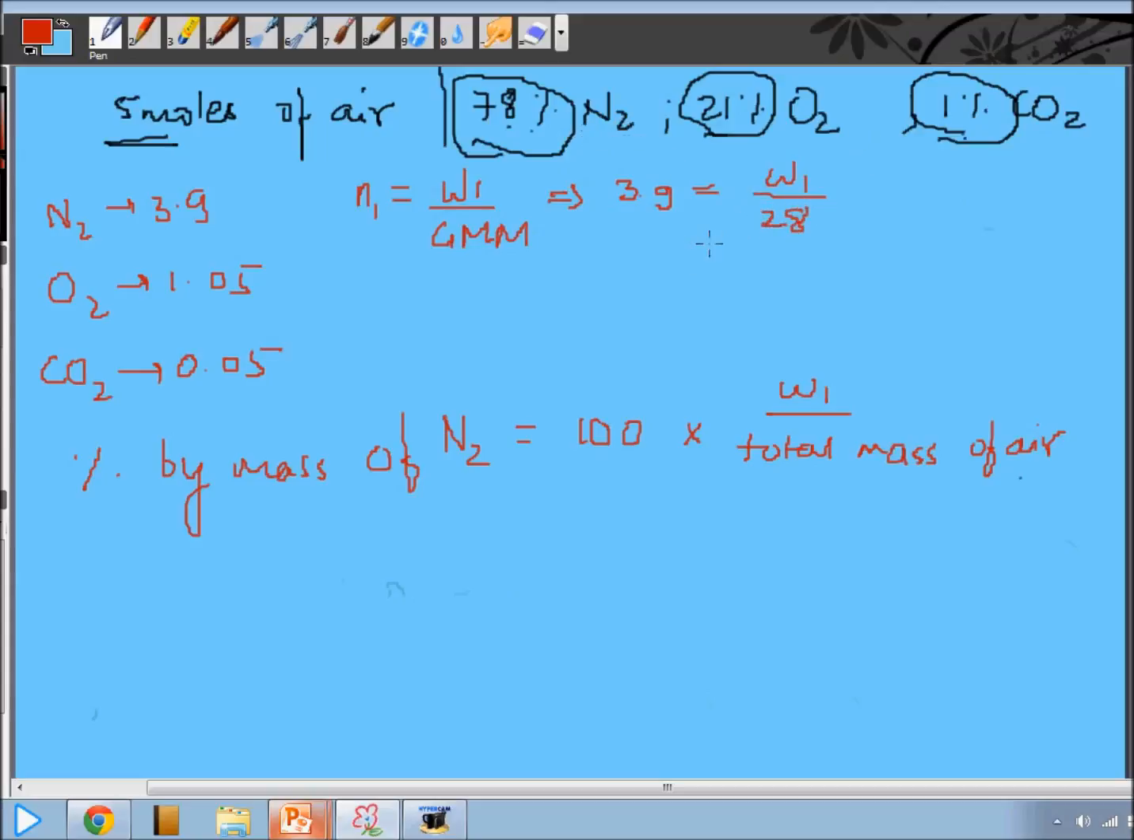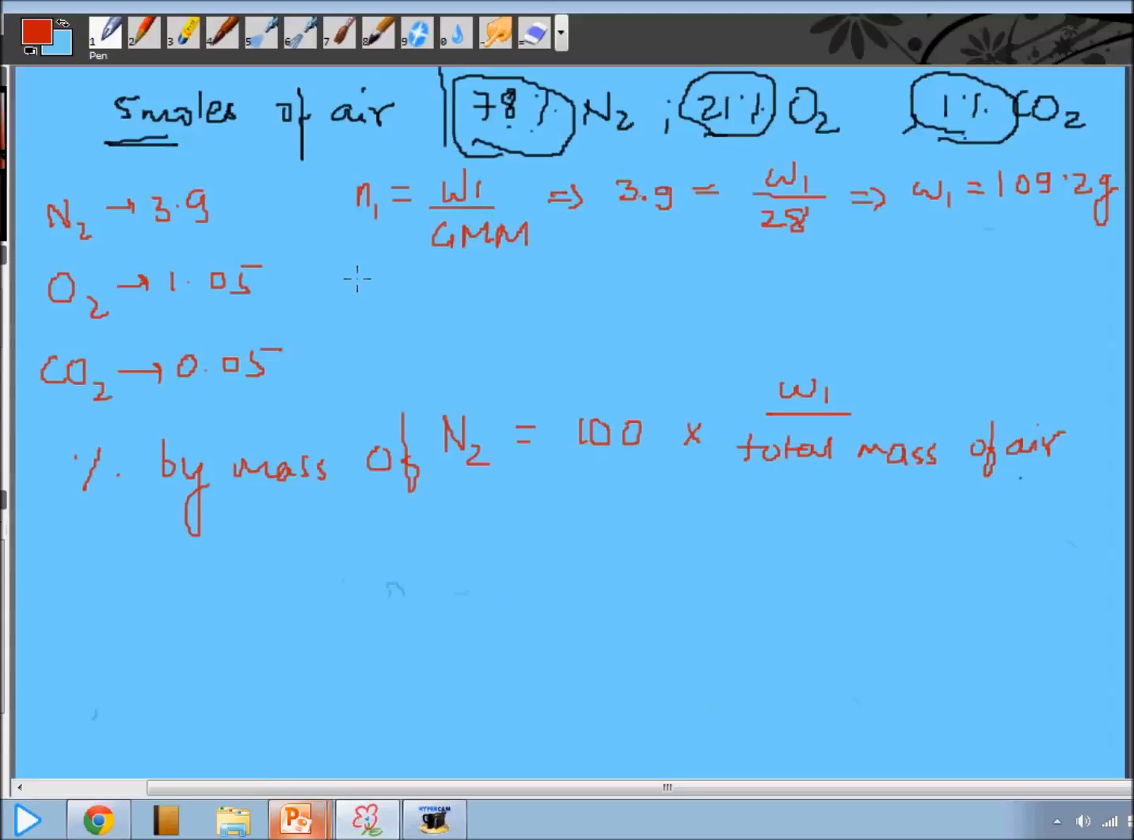I am not writing it in detail because by now you should be able to do it by yourself. So nitrogen N2 gas will have 14 plus 14, 28 gram as gram molecular mass. So 3.9 is equal to W1 divided by 28. This way I can calculate W1 is equal to 3.9 multiplied by 28, which will come out to be around 109.2 gram. This is the exact value actually.